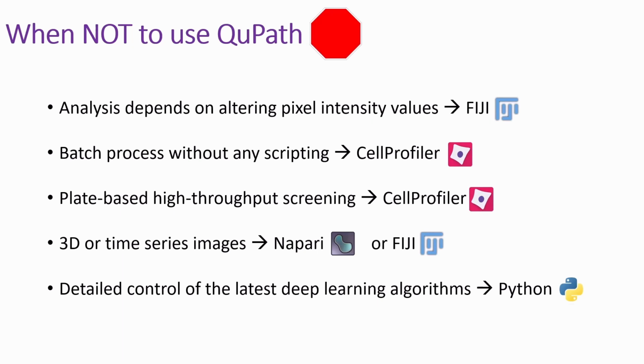The other big limitation is if you're using 3D images or time series images, I'd recommend Napari or Fiji. QuPath can technically view them, but it is not designed for that sort of analysis. And if you want really deep, detailed control of the absolute latest deep learning algorithms, you probably want to work in Python directly or maybe Napari.